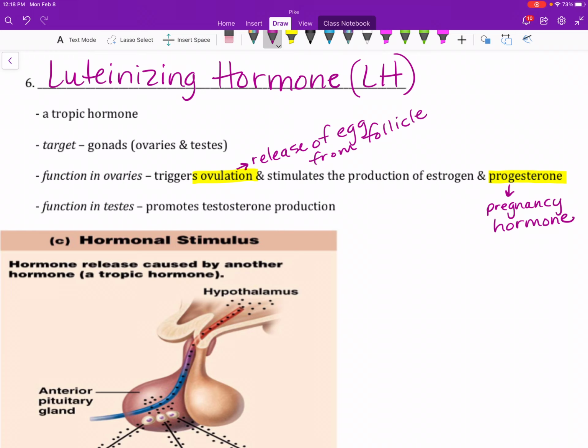Males also have luteinizing hormone, and it promotes testosterone production. So it causes the male testes to secrete their own hormone, one of their male hormones called testosterone.